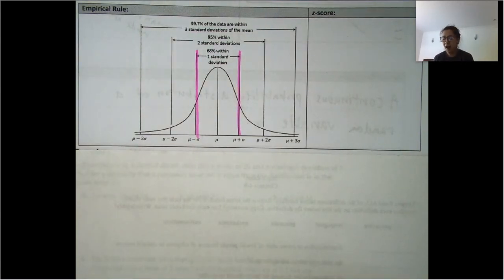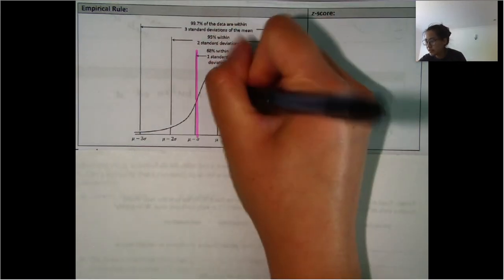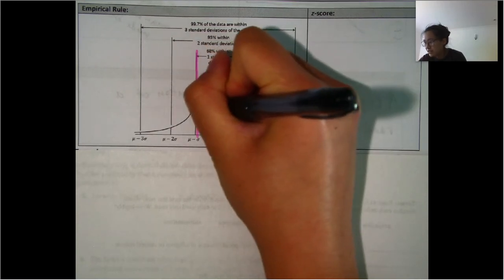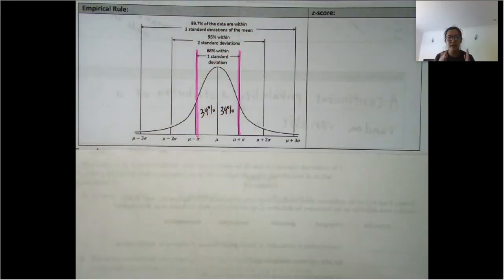As you know, the normal distribution is symmetrical. So what that means is that in each of these, like in here, this will contain 34%, and this here will also contain 34%, to make up that 68% within one standard deviation.